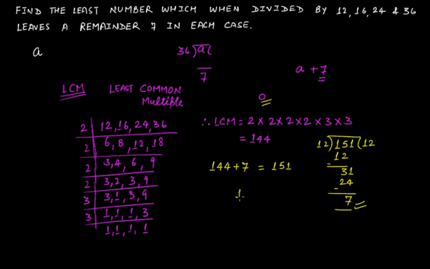So had it been only 144, and 144 divided by these numbers, say take 16, this will be 9, so this will be 144, and you are getting remainder as 0.